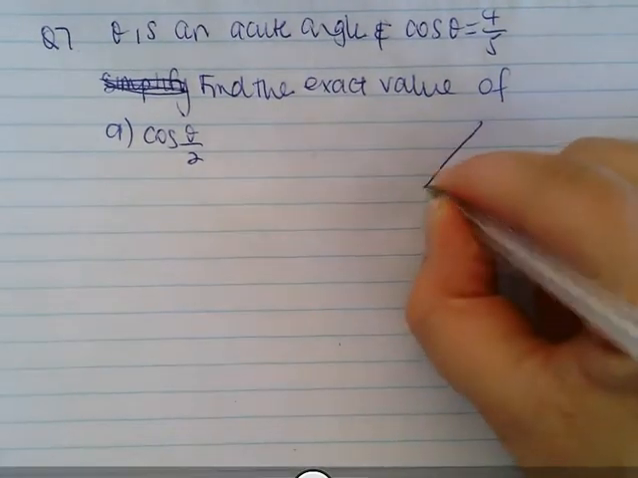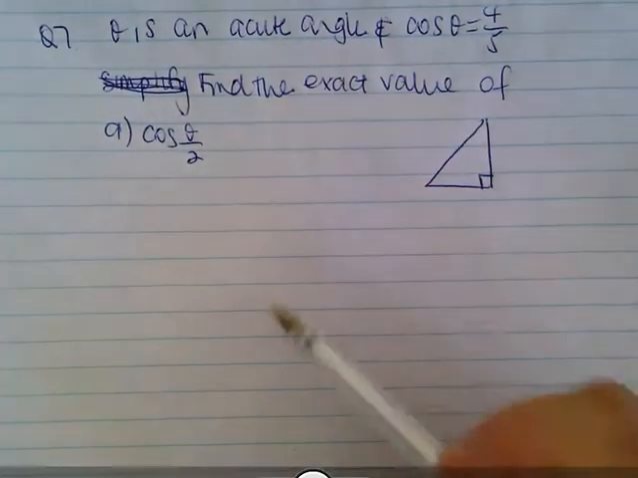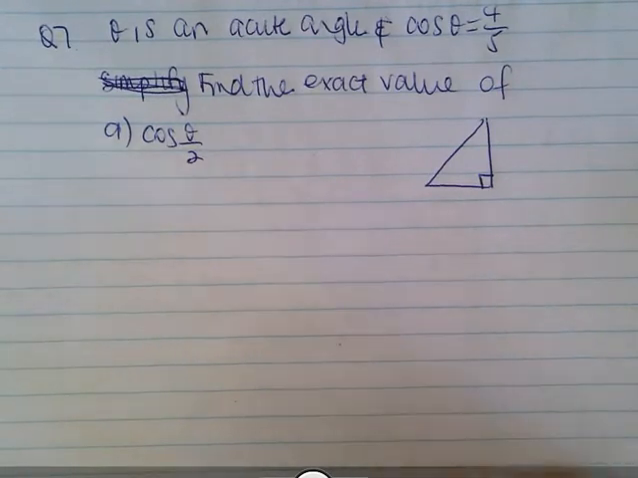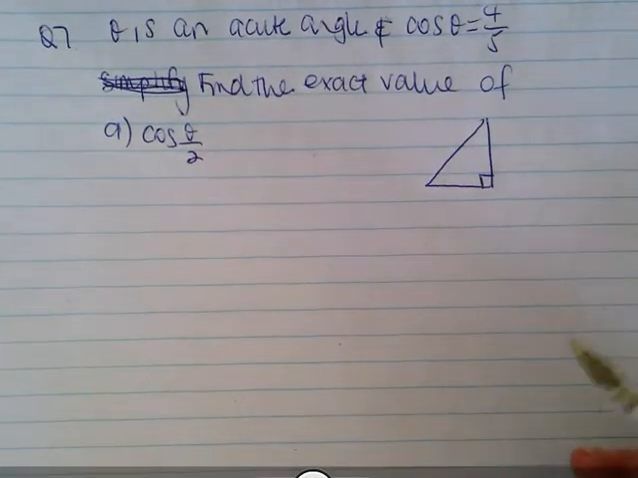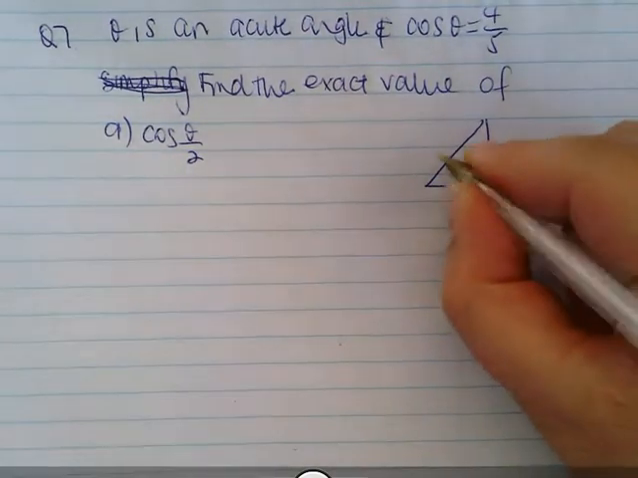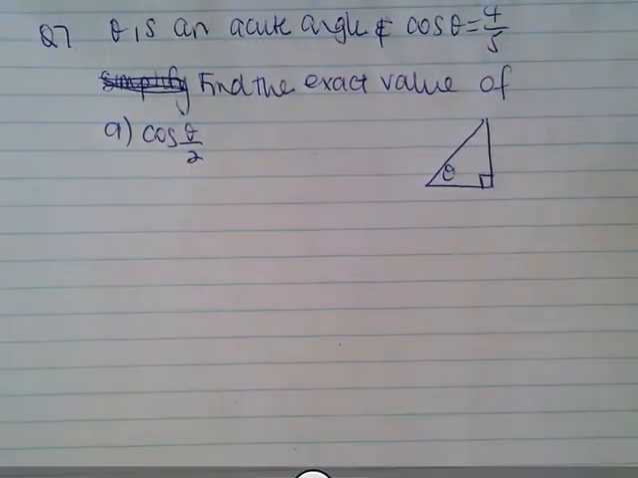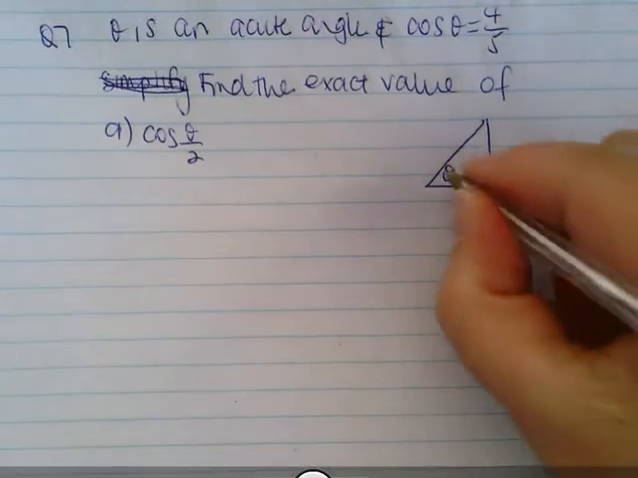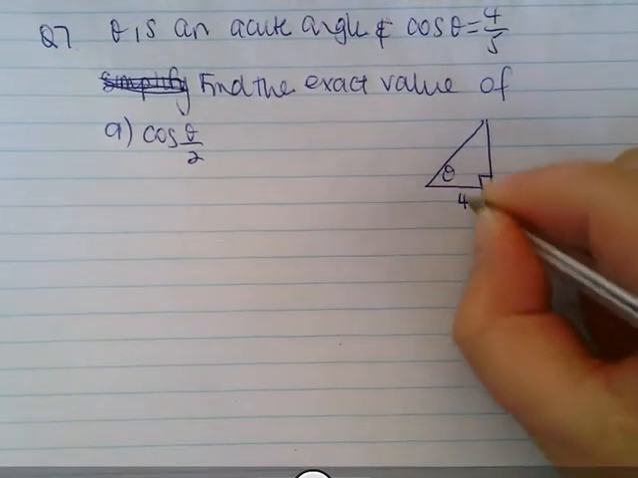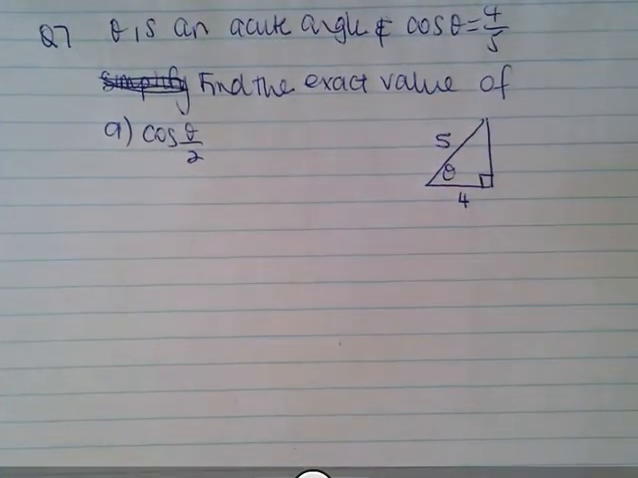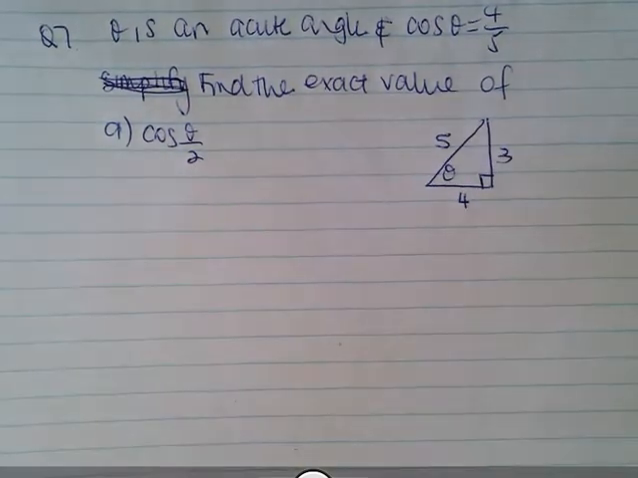Good. Let's do a triangle, because we're going to find the value of cos theta on 2 and sine theta on 2 and tan theta on 2 in a minute. So this is theta in my triangle, right? 4/5 adjacent over hypotenuse. What's the other side? 3.